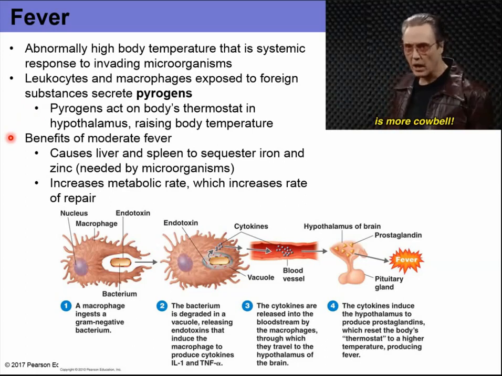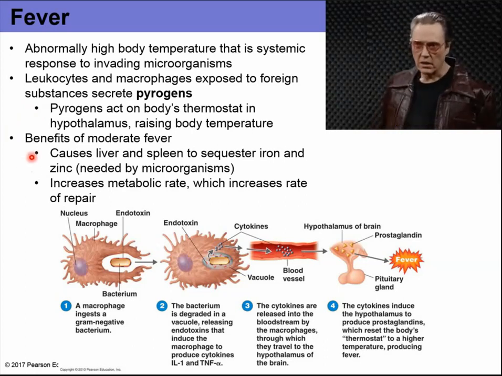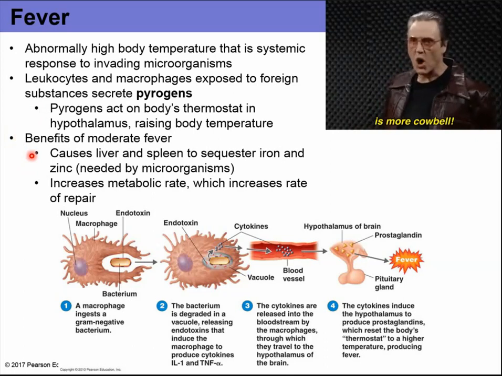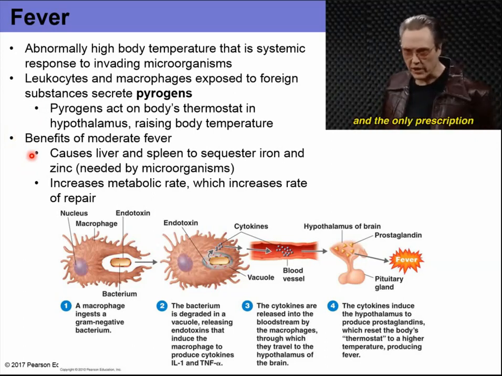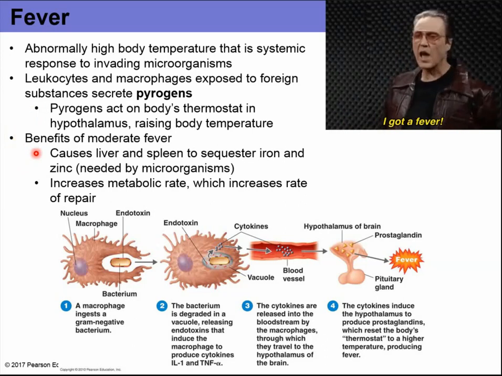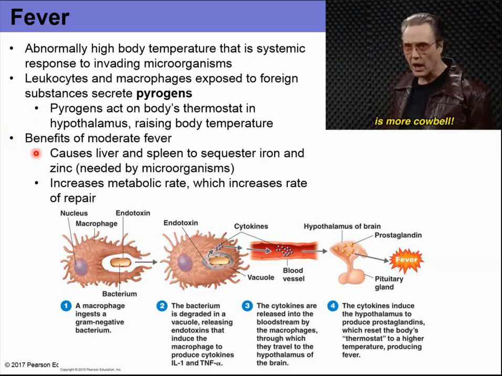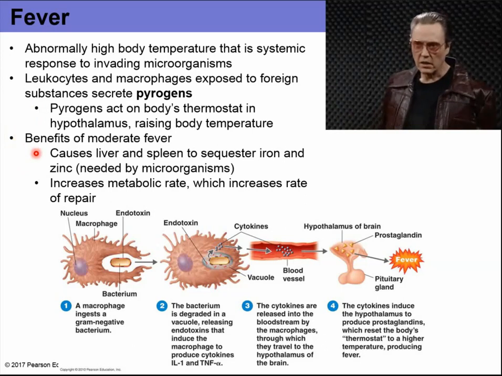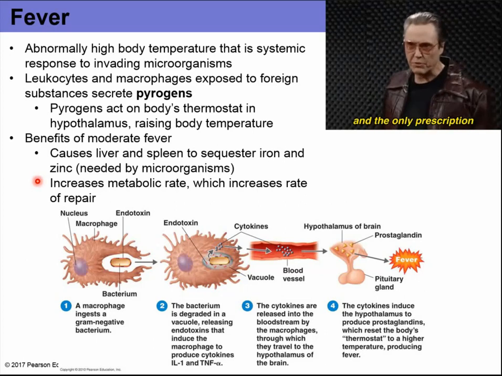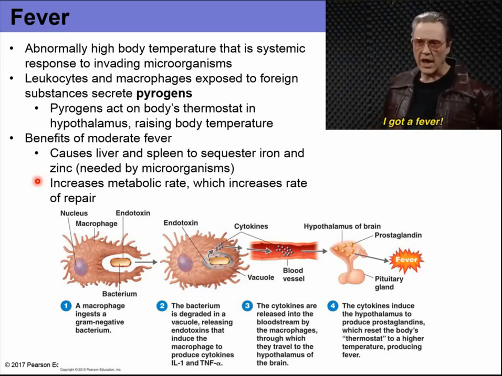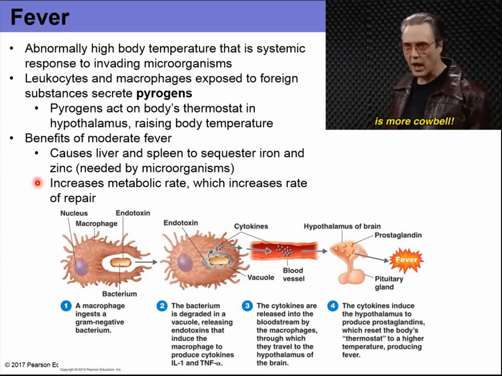So some benefits to moderate fever: it can cause organs like the liver and spleen to sequester certain minerals and nutrients like iron and zinc that the microbes need to reproduce. So if we hold back all of those nutrients, we slow down their ability to reproduce. It can also increase the metabolic rate, which would increase the rate of repair. So it's going to increase the rate at which our cells are growing and dividing and replacing that damaged tissue.